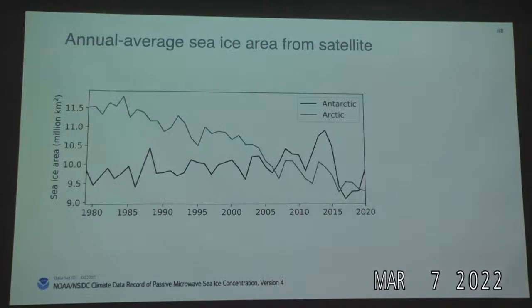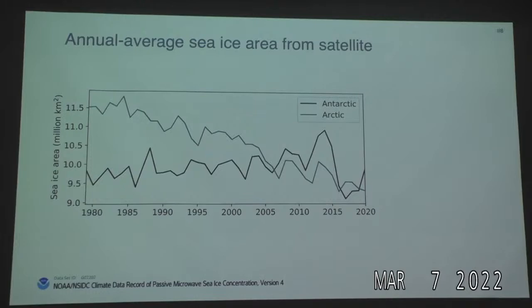So here I'm now showing the annual average Arctic sea ice area from satellites on top of this figure, just to highlight how large that interannual variability is in the Antarctic. And you can also see that while we've had this kind of interesting trend behavior in the Antarctic, generally the Arctic sea ice decline has been a lot steeper. But you haven't seen such a large interannual drop in the sea ice in the Antarctic as we've seen in the Arctic.